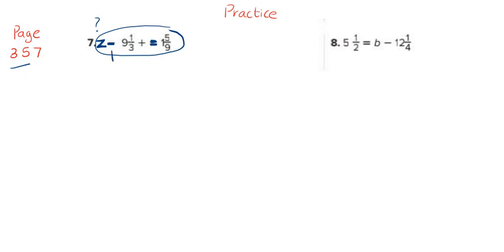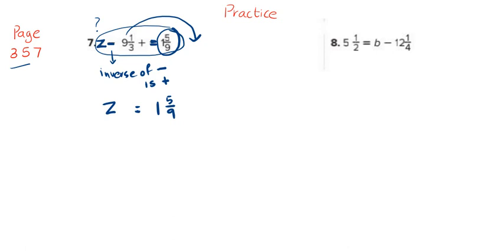So we know if there's a minus, the inverse of a minus means we're going to use addition to solve this question. So we're going to add these two numbers together. So z will equal the 1 and 5/9. I have to write this number first because it was already there, and then I'm going to add the number that is next to the z. So plus the 9 and 1/3.